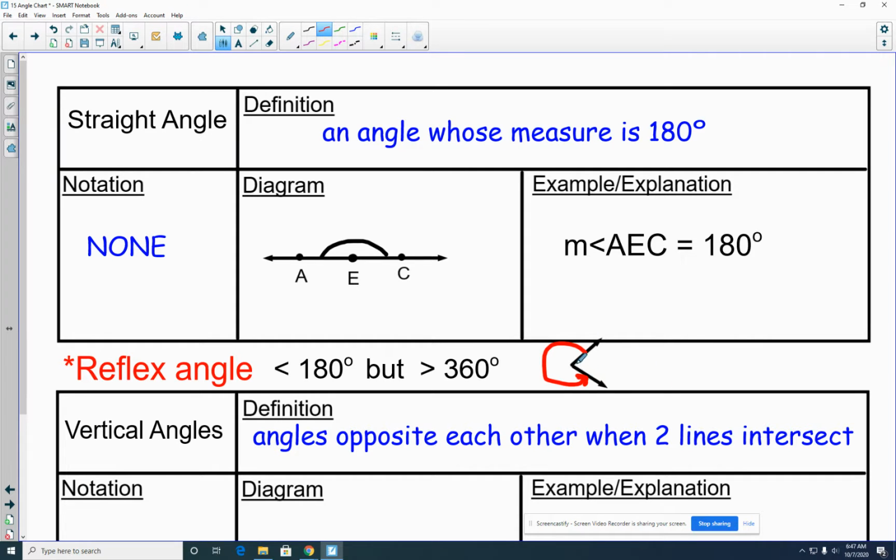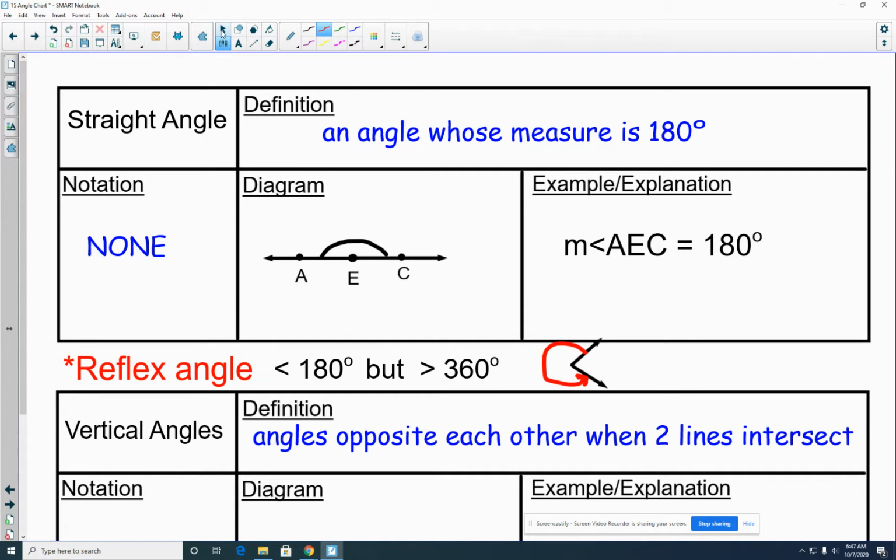It's clear that that measure is more than 180. That might even look like maybe 300. So this is definitely more than 180. That's the reflex angle. It's that bigger part of the angle. In here, this part's the acute angle. This is the reflex angle. More than 180, but less than 360.